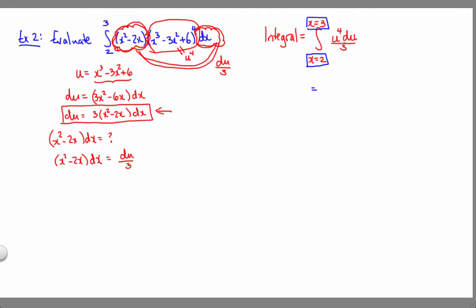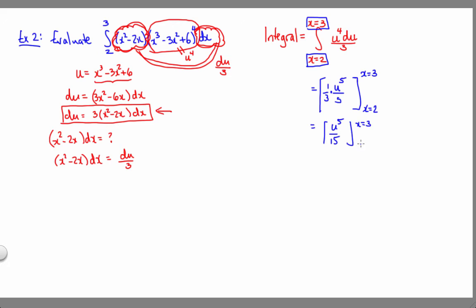So at this point, let's focus on our integration. If we integrate u to the 4th, we're going to get u to the 5 over 5, and that's being multiplied by 1/3. So let's write it like that. Because it's a definite integral, we don't need our plus c, but we do need to record our limits of integration. So we've got x equal 3 at the top and x equal 2 at the bottom. All right, so we're looking at u to the 5th over 15.